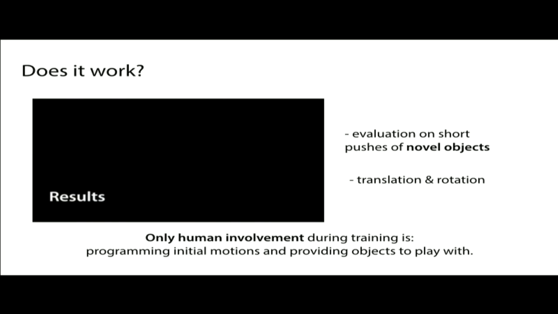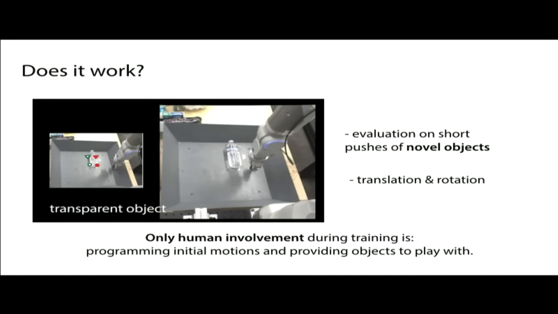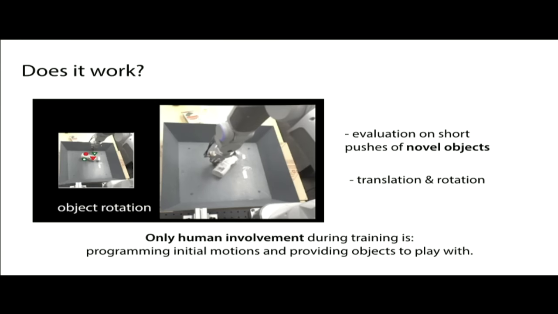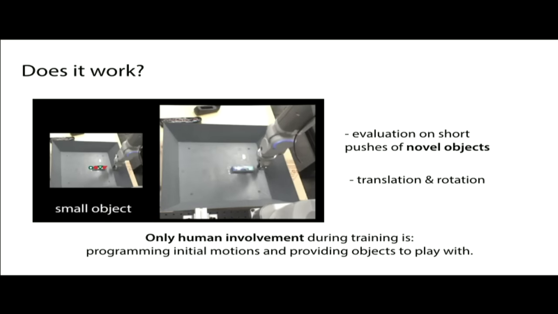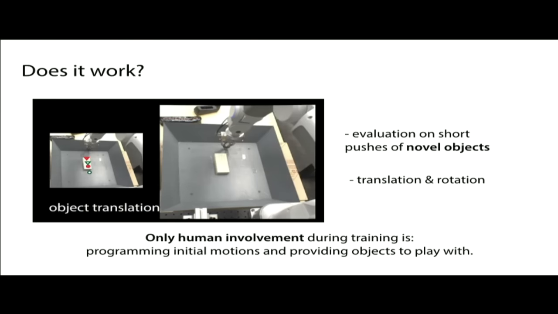So does this work when you try to evaluate on objects? The method was evaluated on short pushes of novel objects, objects that weren't seen in the training set, for both translations and rotations. The key thing to note here is that the only human involvement during training was programming the initial actions for collecting the data set, as well as providing objects for the robots to push around. There wasn't any reward function specified other than clicking on the pixels. So it was completely self-supervised.